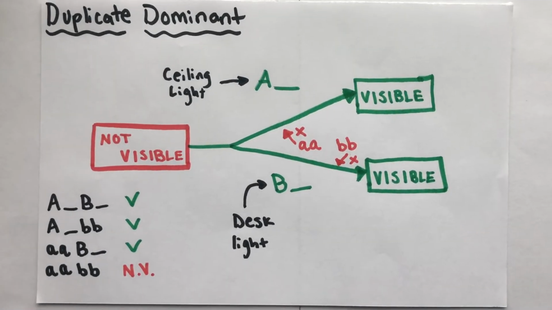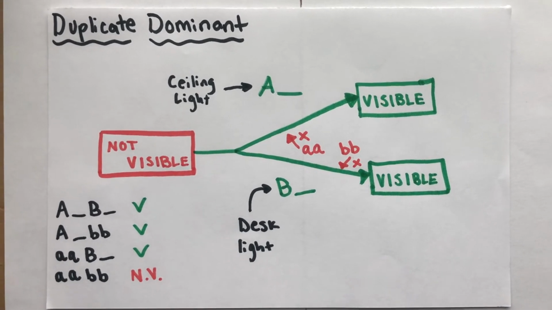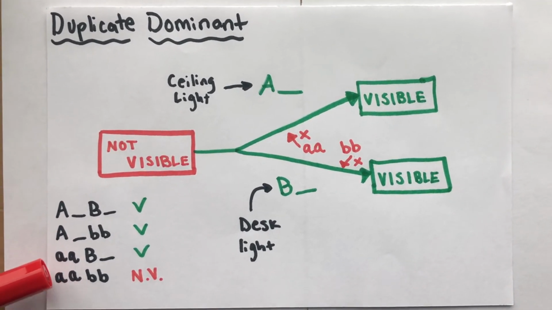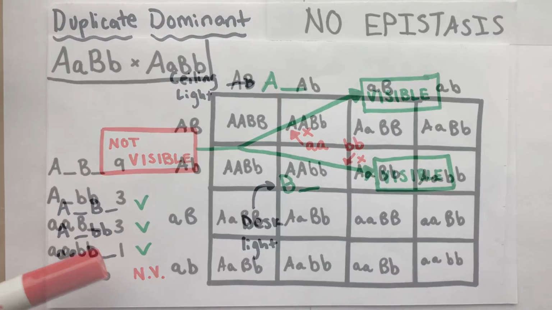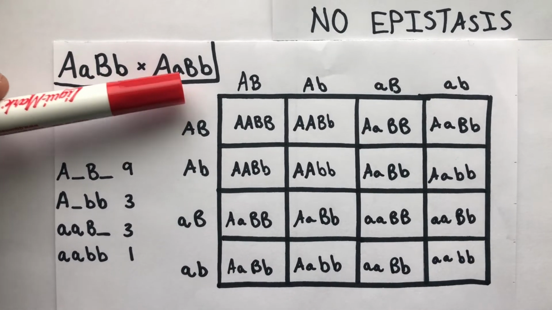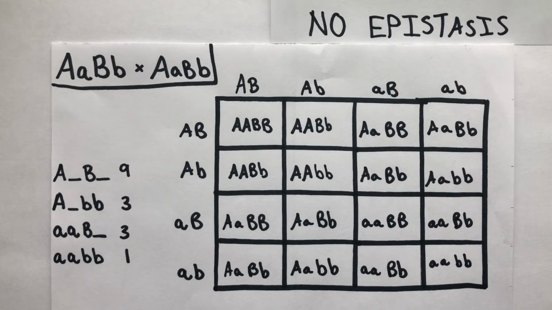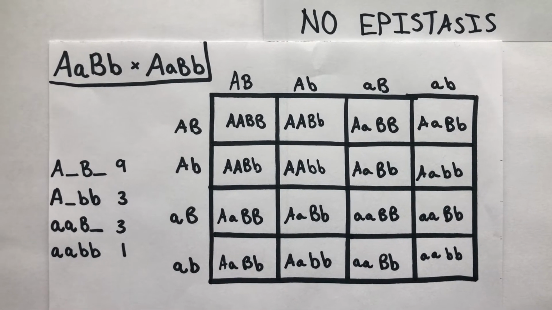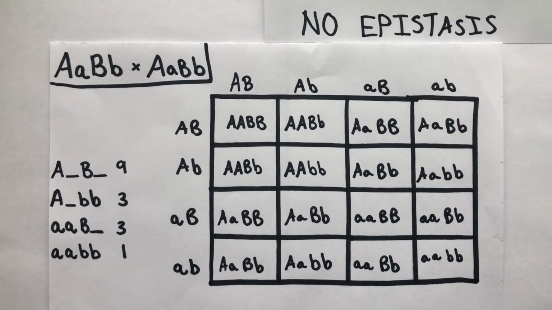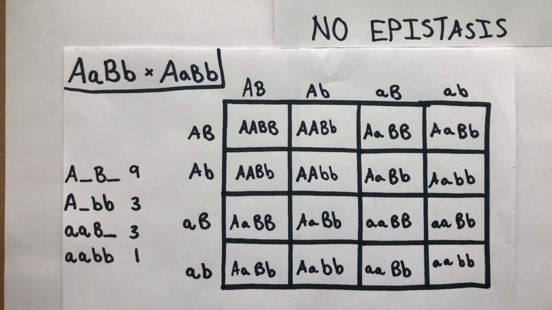Here is the updated map for duplicate dominant epistasis. Here are the four genotypes and our observed phenotypes. Here we are crossing two individuals who are heterozygous for both genes. With no epistasis, we would have four expressed phenotypes in a 9:3:3:1 ratio.